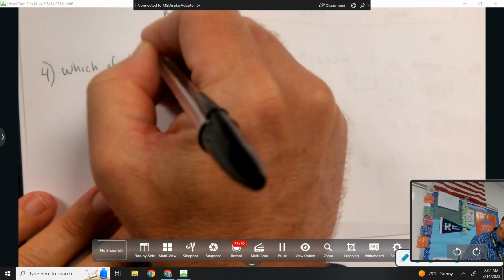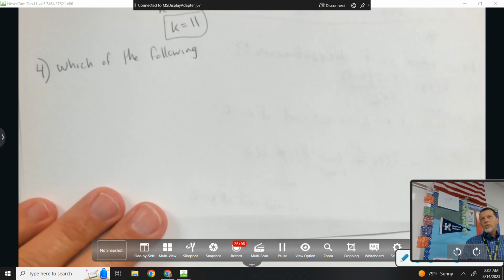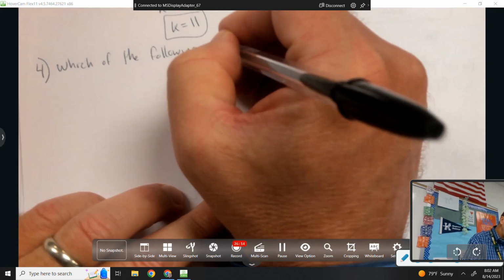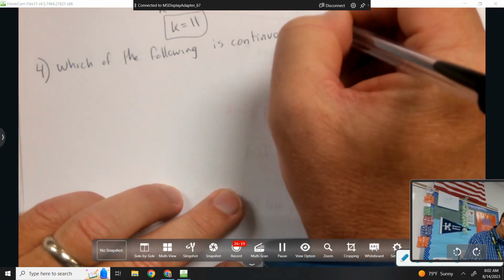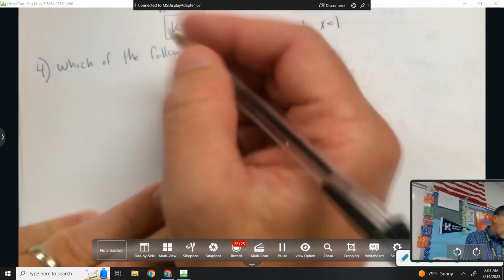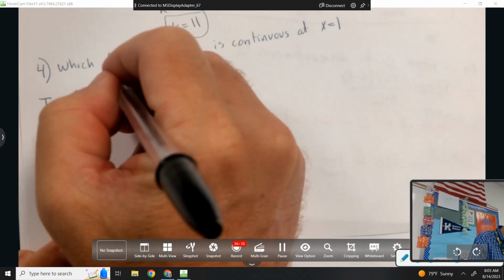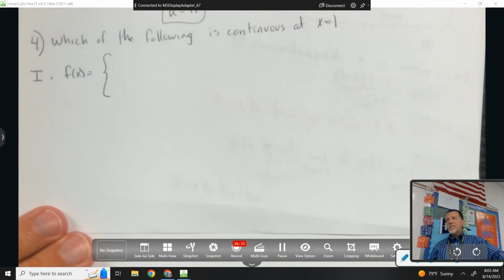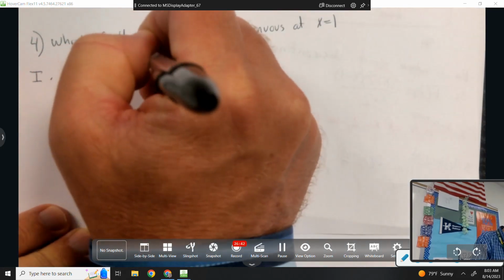Which of the following? So maybe 3 choices, and it's going to be one of those 1 and 2, 2 and 3, 1 and 3, 1, 2 and 3 type questions. Which of the following is continuous at x equals 1? Statement 1, f of x equals, we do love our piecewise equations in this section because there's lots of continuity issues with piecewise equations, or potential continuity issues, I guess I should say.